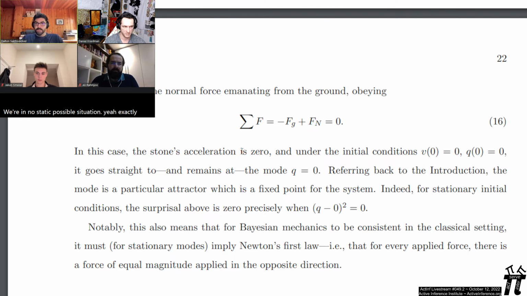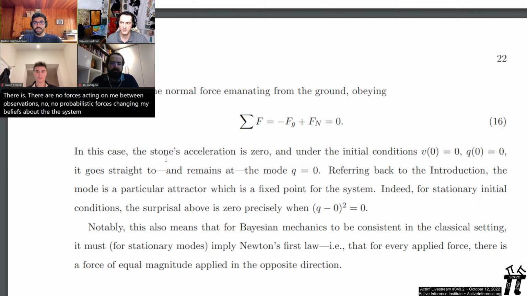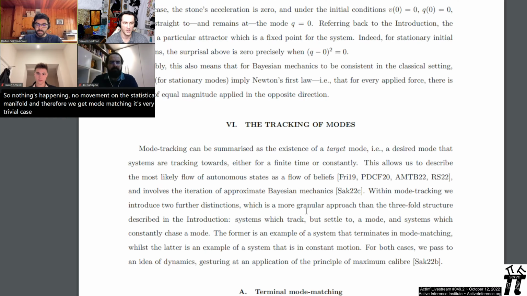Yeah, exactly. If you want to imagine again this physics of belief setting, there are no forces acting on me between observations. There are no probabilistic forces changing my beliefs about the system. So the mode is stationary. I'm always matching the same mode. So nothing's happening, no movement on the statistical manifold. And therefore we get mode matching. It's a very trivial case. Now we introduce some forces into the picture with mode tracking.